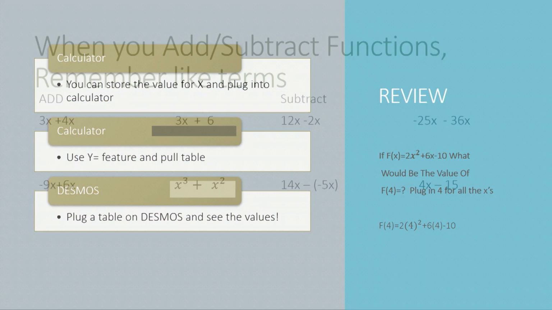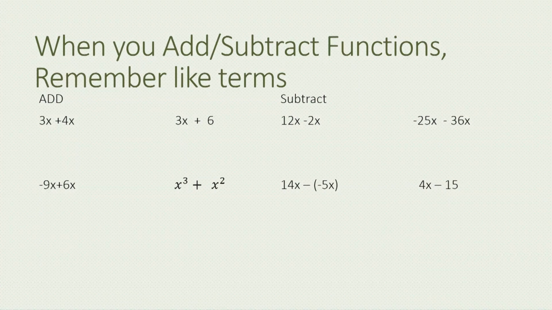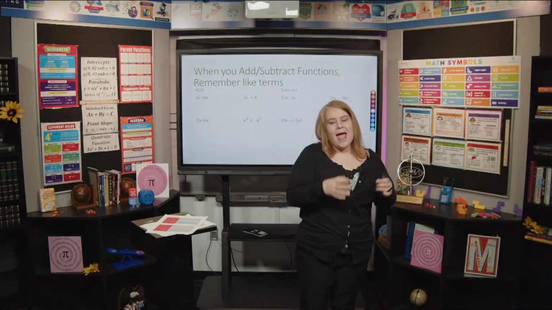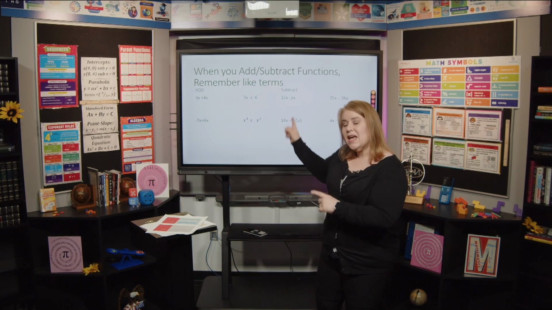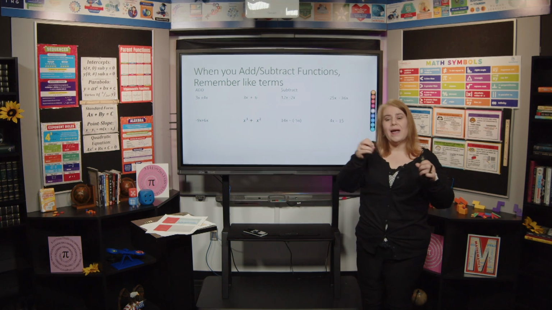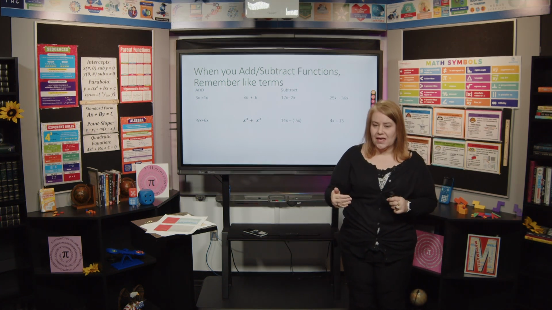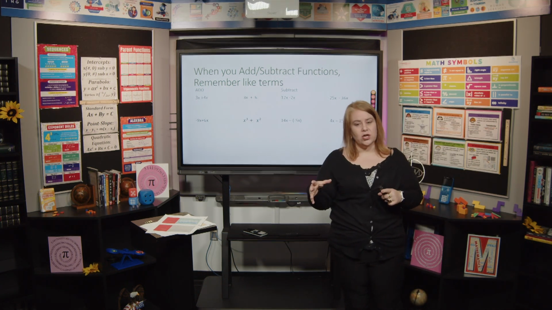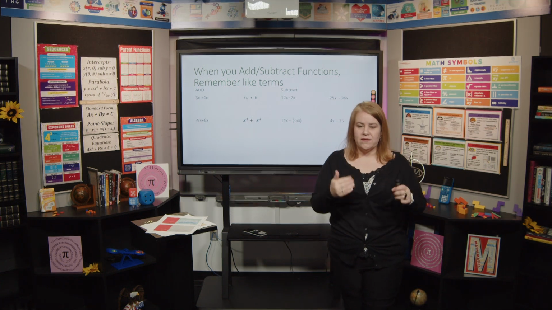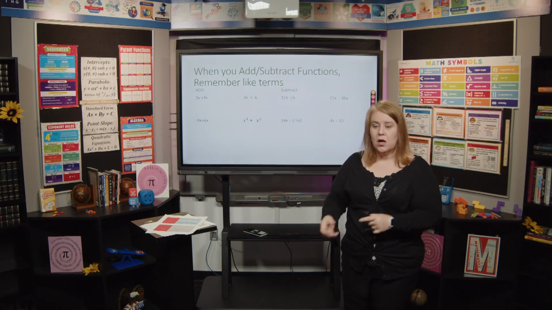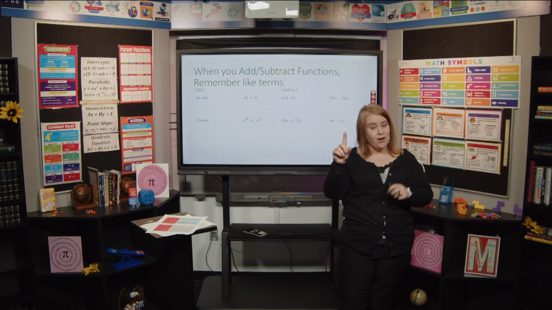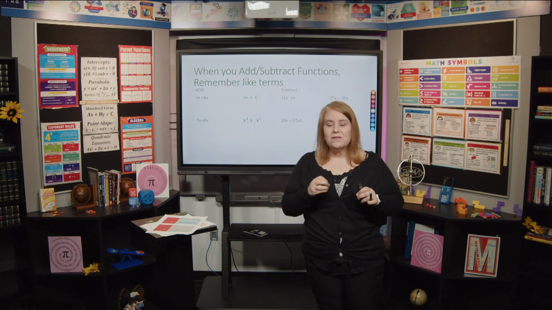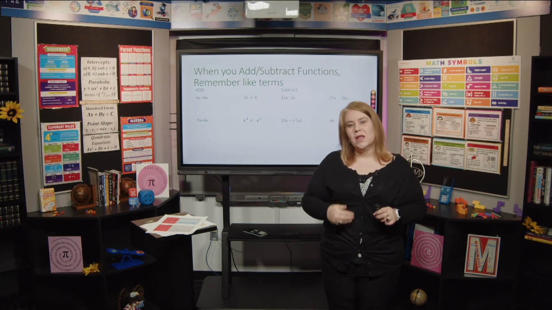Okay, so we plugged it in. Now, when you add and subtract functions, you cannot add apples and car parts and get something. It just doesn't work like that. Same thing with our functions. I have to add or subtract like things, or what we call in math, like terms. Coefficients and variables to coefficients and variables, constants to constants, same variables to same variables. So we have to make sure that we are looking for those like terms.